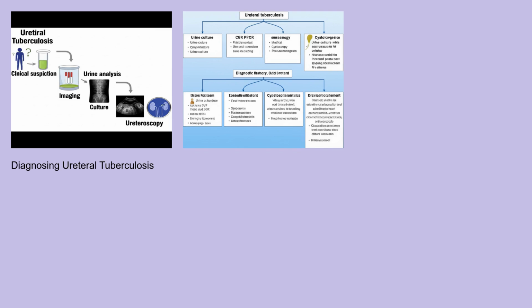Diagnosing ureteral tuberculosis requires a combination of clinical suspicion and specialized tests. A thorough medical history, including any prior history of TB exposure, is crucial. Urine analysis may reveal the presence of white blood cells, red blood cells, and potentially even Mycobacterium tuberculosis. Imaging studies such as intravenous pyelogram, or IVP, or CT urogram, are essential to visualize the ureters and identify any strictures, thickening, or hydronephrosis. The gold standard for diagnosis is obtaining a urine sample for culture and identification of Mycobacterium tuberculosis. In some cases, a ureteroscopy with biopsy may be necessary to confirm the diagnosis and rule out other conditions.